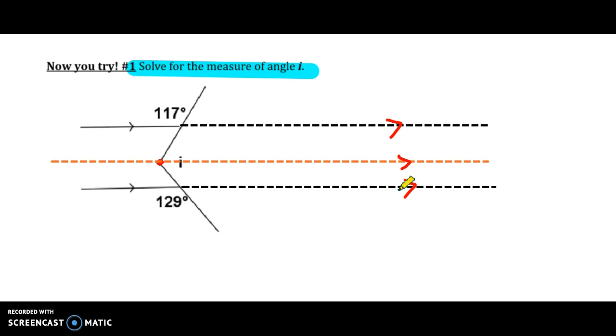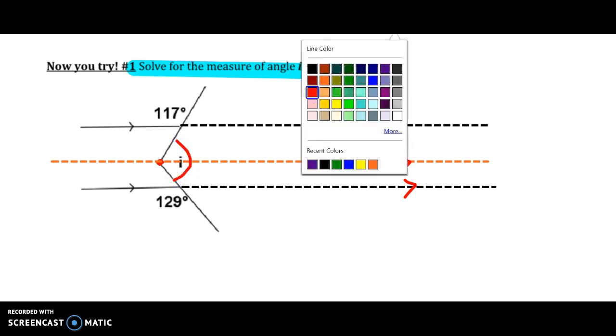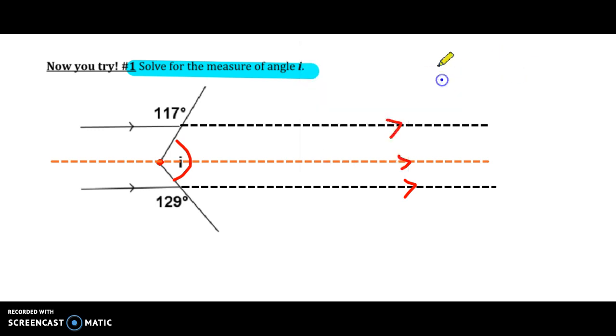So we want to find the measure of angle I, which is this angle right here. Again, I'm going to use a different method from before, and you can again do this in another way other than what I'm going to show you. So we have this transversal here, and we have this angle and this angle, which because the two lines are parallel and they are corresponding, they are congruent angles. So we know this is 129 degrees.